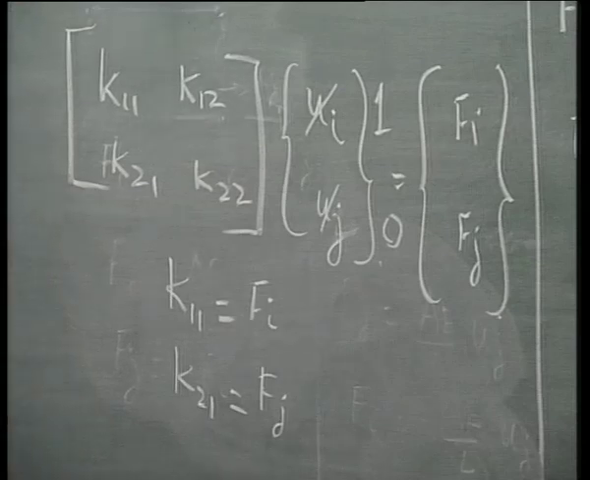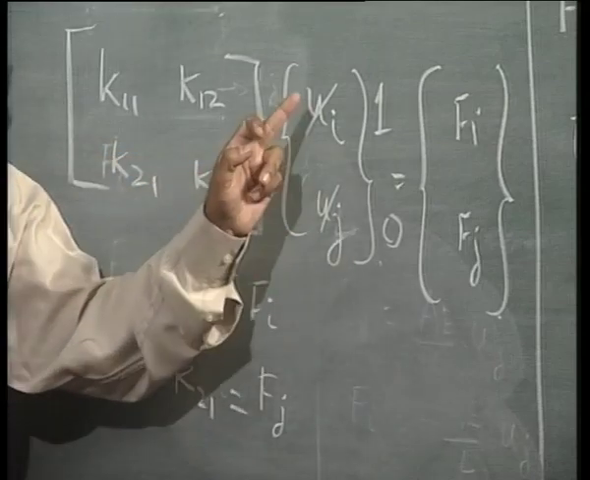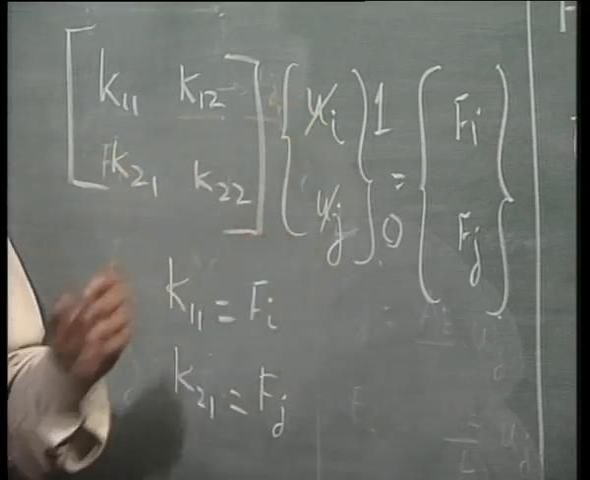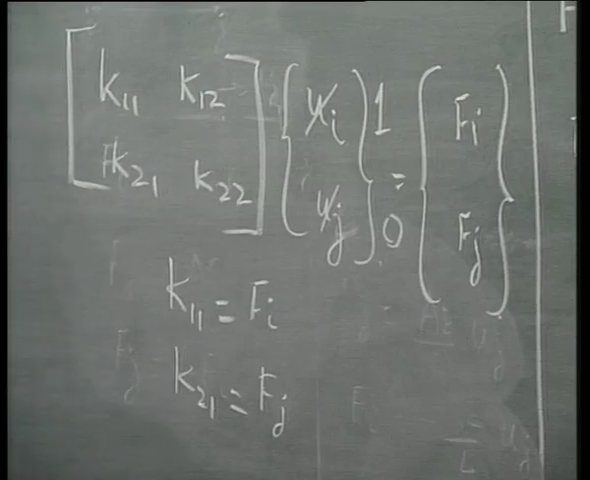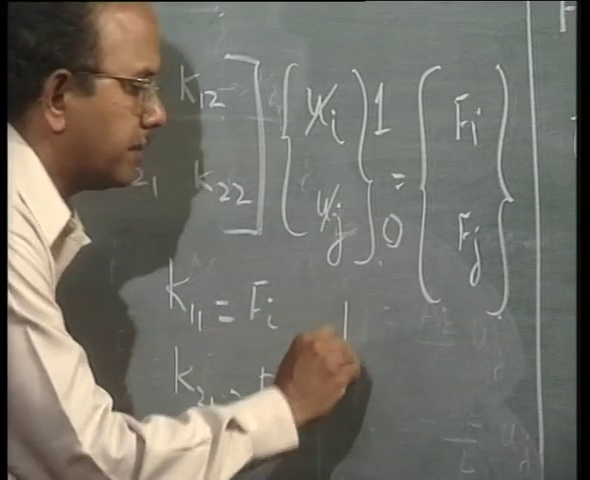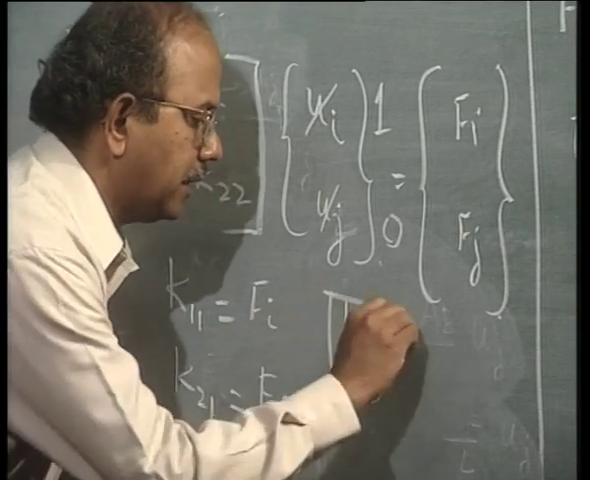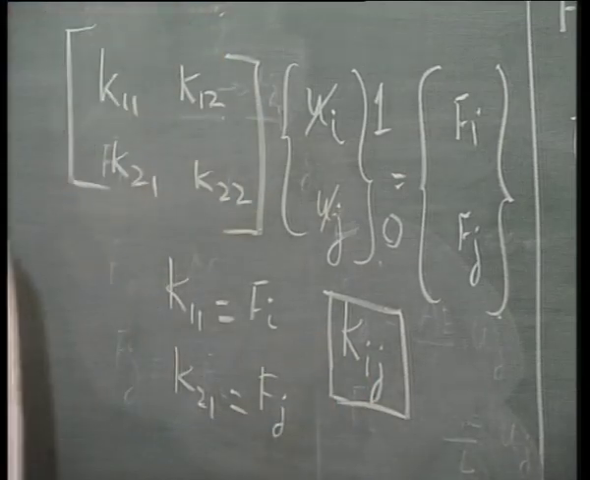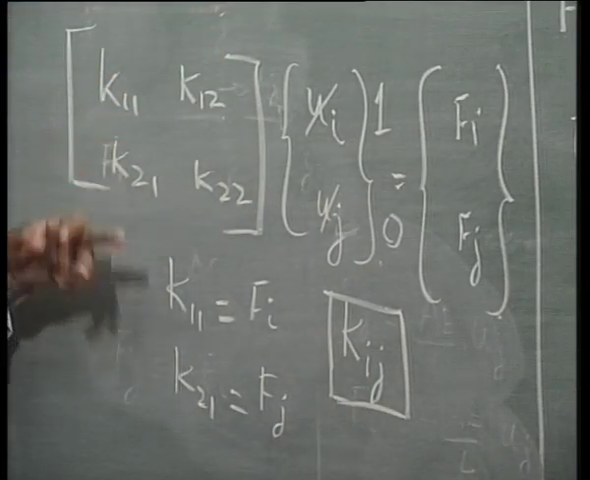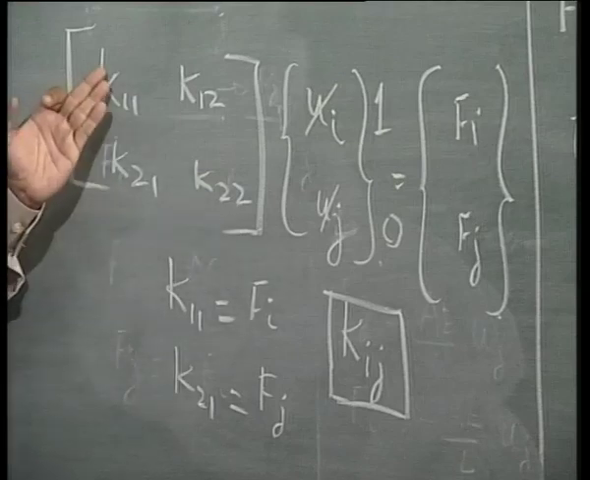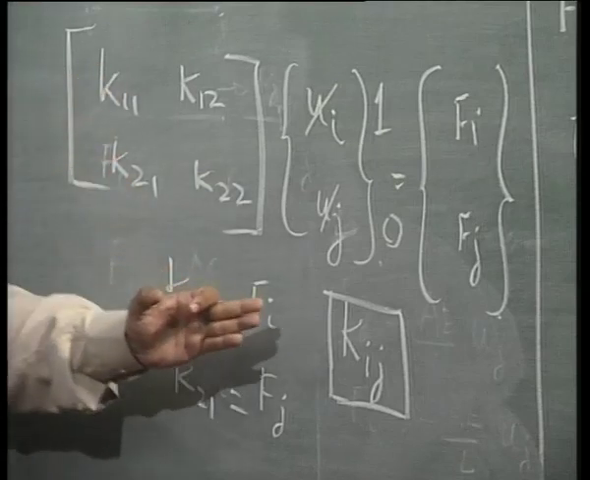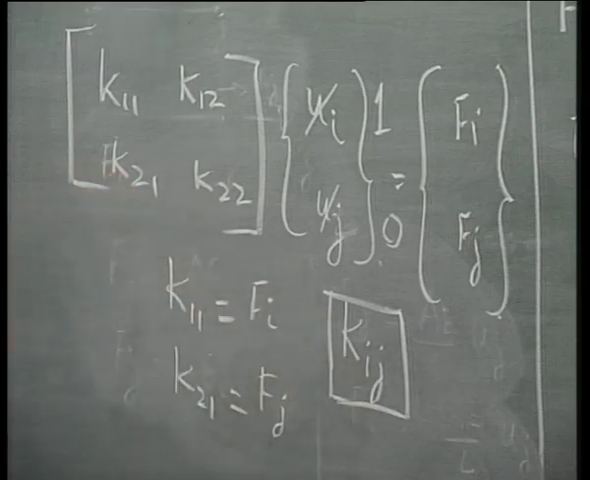The same logic can be repeated for j as well. You can put this as 0 and this as 1. You can again interpret this Kij. So in other words, I can have a physical interpretation of Kij's, which are entries here. With i equal to 1, j equal to 1, it becomes K11, i equal to 2, j equal to 1, it becomes K21, and so on. So I can have a physical interpretation for Kij.